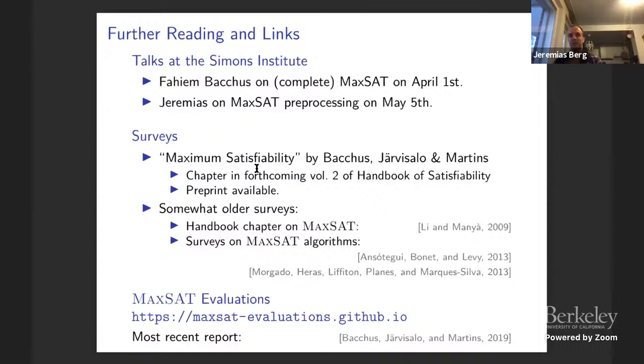For MaxSAT, you still have to satisfy all of your hard clauses. So that's sort of why we don't care, so to say. But that's an interesting question. You would get more info.